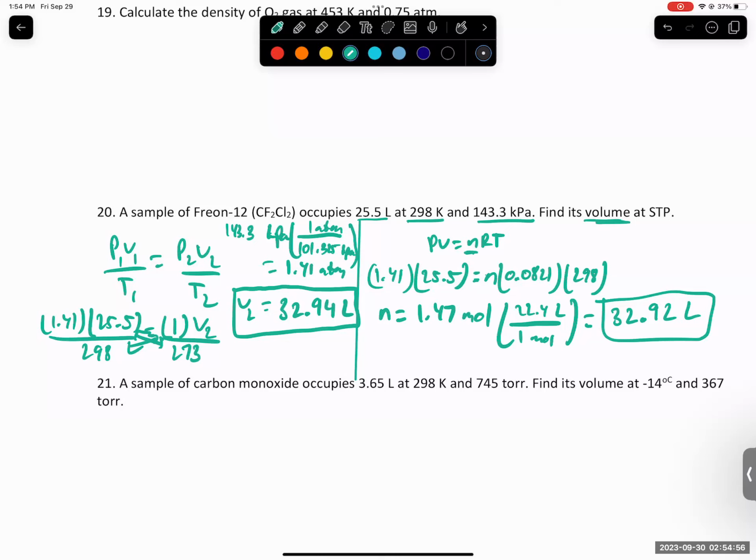And just to be clear, the 22.4 liters per mole only applies for gases that are at STP. So that's why we could utilize that. That's the only reason we did this, because it says STP. In any other instance, that wouldn't apply. Whichever one you prefer. I did it the second way, but if you like the first way, that's fine too.